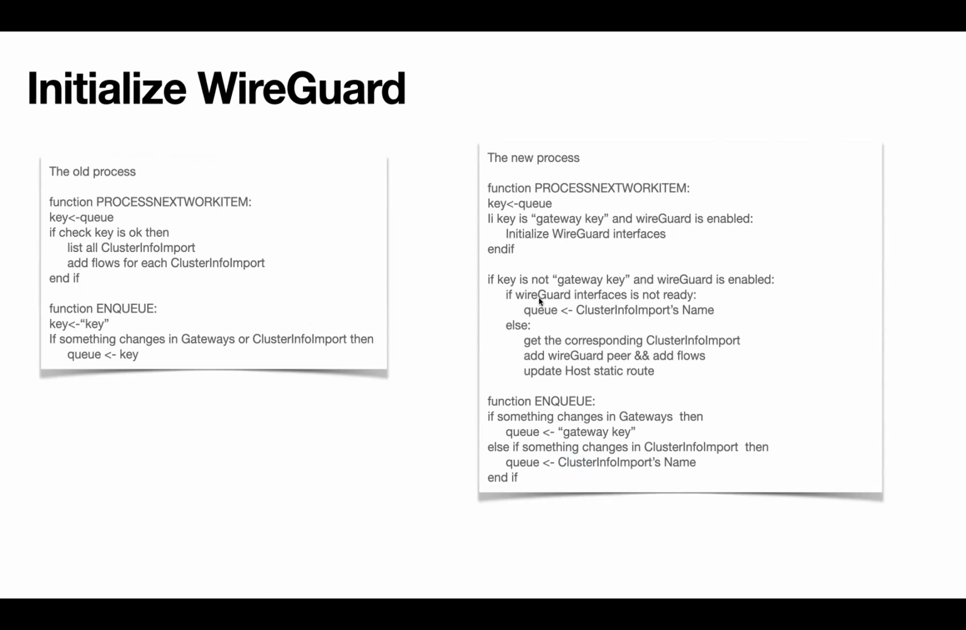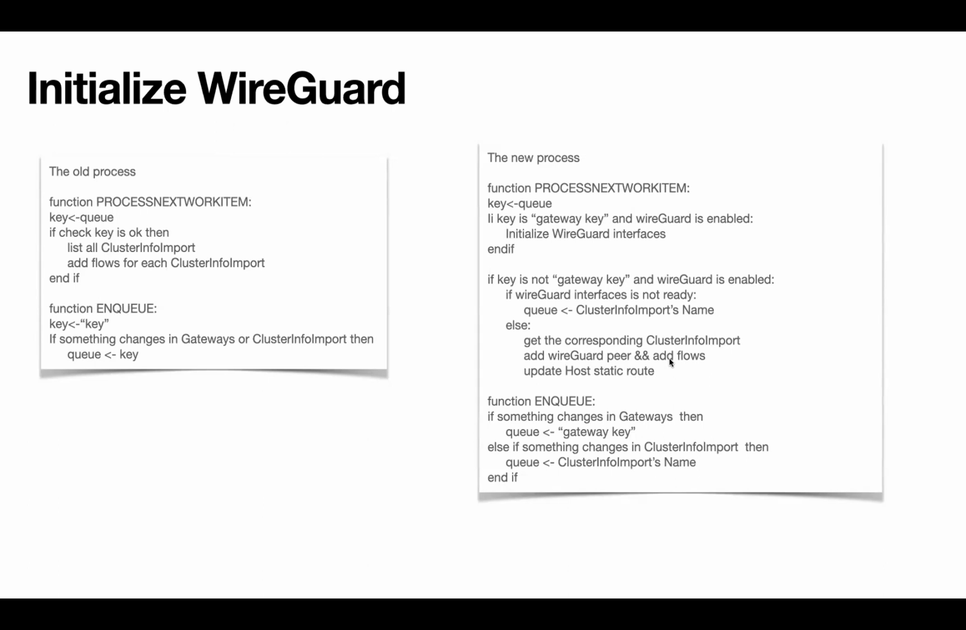If the wildcard interface is not ready, it means that the wildcard interface is not initialized. Maybe we should enqueue again and wait for the interfaces. But if the key interface is ready, we should get the corresponding cluster info import, add the wildcard peer, and add flows. The last step is update host static route.